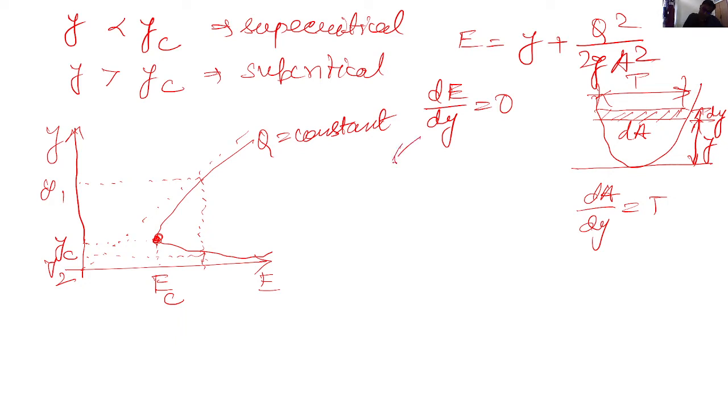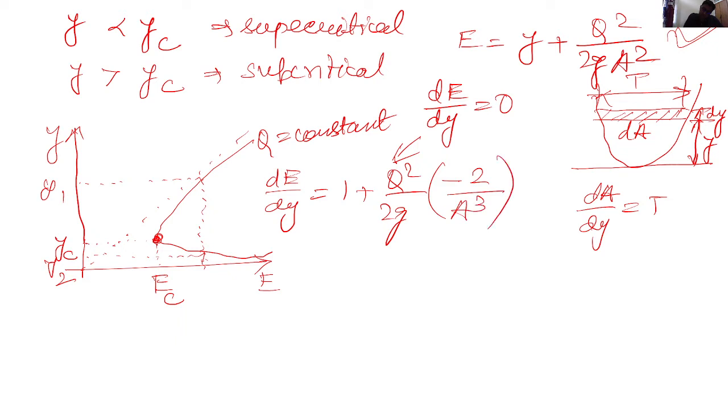So now moving into this, the next step would be dE/dy equal to, we are just differentiating this expression. dE/dy can be written as 1 plus Q square by 2g. Since Q and g are both constant, we can take them out. Minus 2 by A cube, dA by dy equal to 0, right?